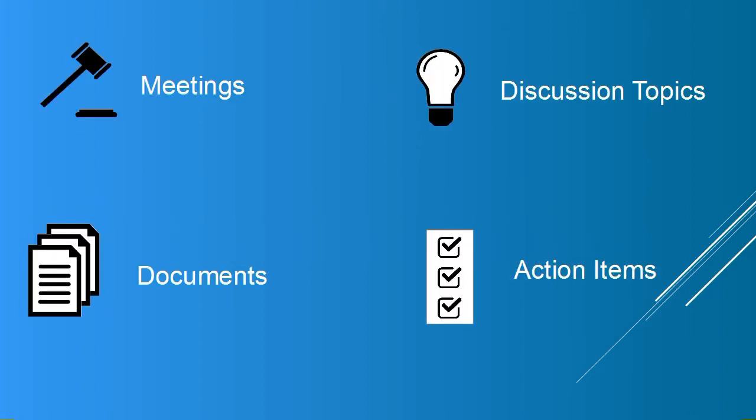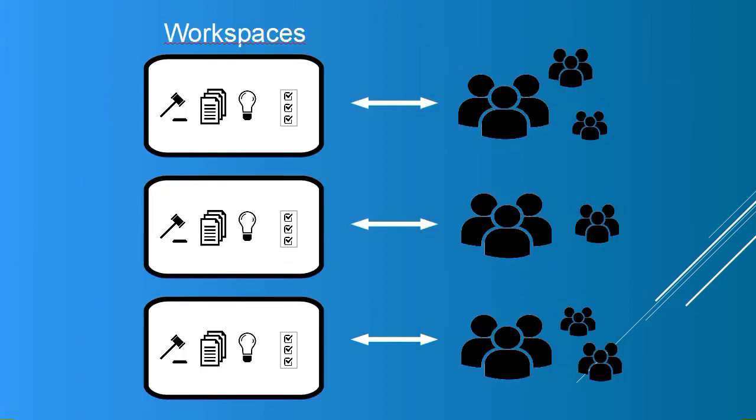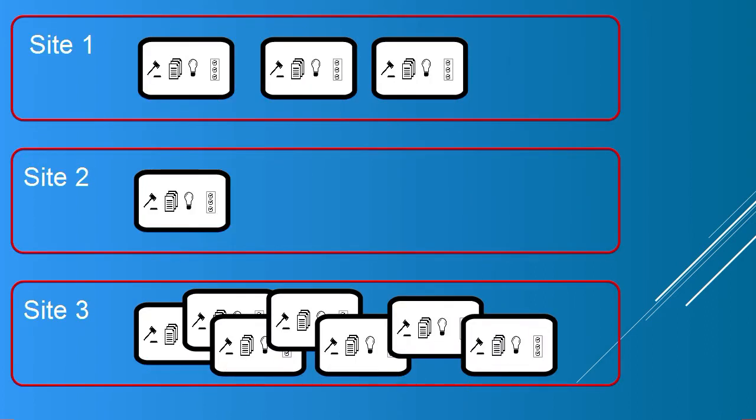Weaver tracks everything in a workspace. Those workspaces hold information about meetings, about documents, discussion topics, and action items. There's a lot of other videos that go into the details of how you use those, so we won't go through that today. But the thing to remember is that all of these things are contained in workspaces, and then the workspaces are the things that people are allowed to access. So you can have multiple workspaces with different sets of people to access them, and that's how you do access control. At a higher level, we have sites.